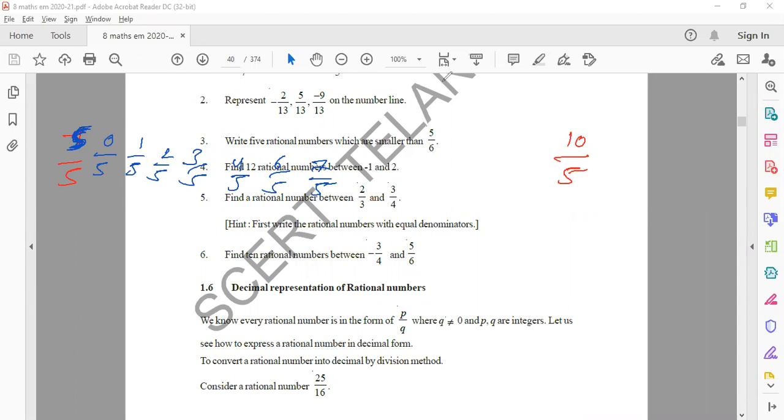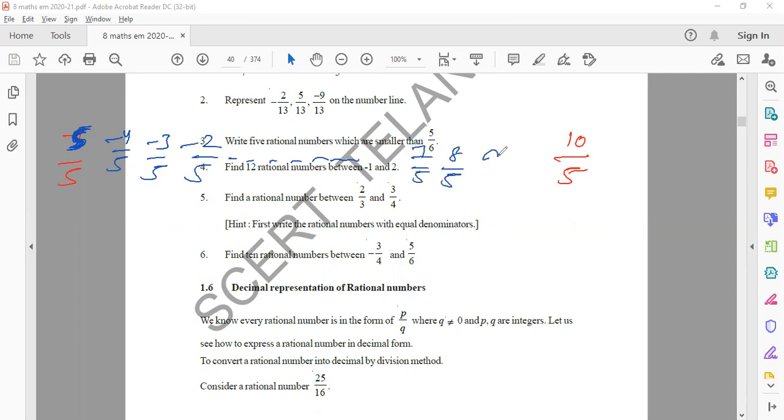This is the wrong thing you are writing. It is minus 5 by 5. Okay, so next, what? Minus 4 by 5, minus 3 by 5, minus 2 by 5. Keep on writing. And after that, I'll write the end of the numbers: 7 by 5, 8 by 5, 9 by 5.